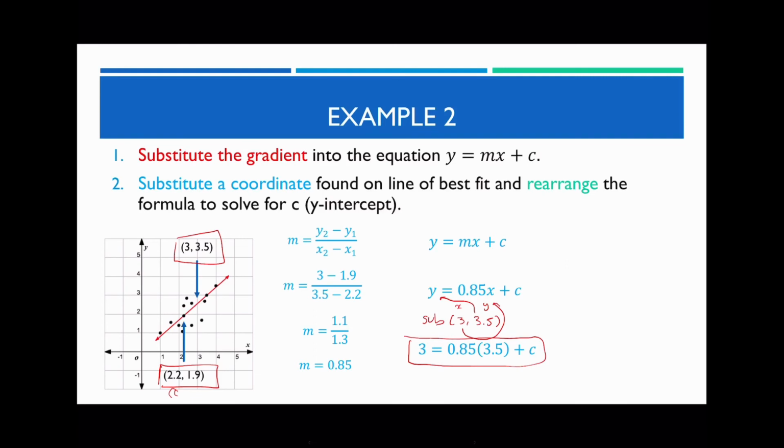All we need to do now is just simplify it. So in this case, multiply these two numbers together, and if you did this, you're going to get an answer of 2.975. We want to find out what c is, so I need to get c by itself. I need to get rid of this guy.